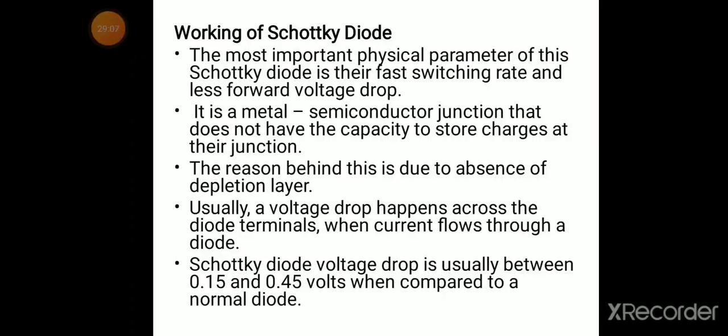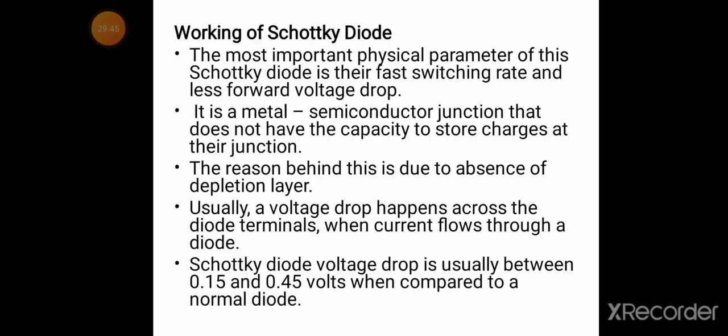The reason behind this is the absence of a depletion layer. There is no depletion layer because we are using a metal and semiconductor material, forming a metal semiconductor junction. Usually a voltage drop happens across the diode terminals when current flows through the diode. The Schottky diode voltage drop is usually between 0.15 and 0.45.